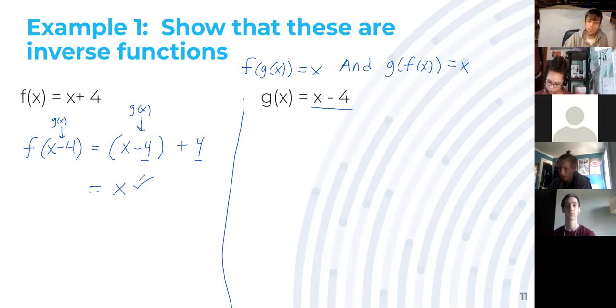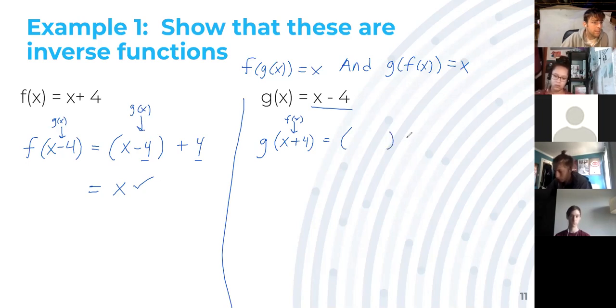It worked for our first composition, and we just need to make sure that it works both ways, because sometimes they'll work one way but not the other, so therefore they're not inverses. So now we need to show g of f of x, so f of x is x plus 4. This is my function f of x. And g of x is simply x minus 4. So where the x is, I need to put my function f of x. So I need to put in x plus 4.